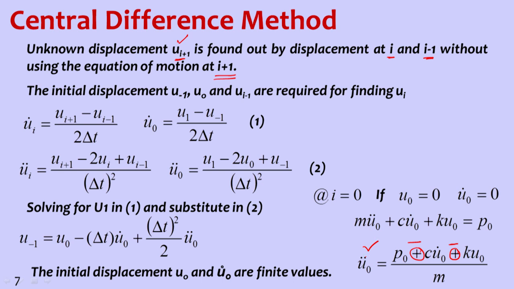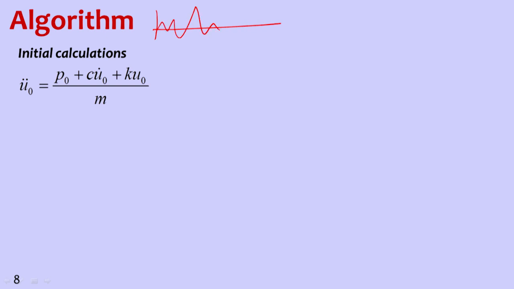Once we get u double dot 0, you substitute here the initial displacement and the initial velocity, then you get a fictitious displacement term. Now, to start the process of getting this, because this p i is known to us, how do we start? The algorithm for that is the initial calculations we do. Actually, let me explain first. This is the force given to us.